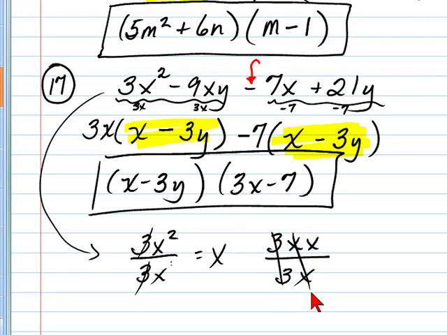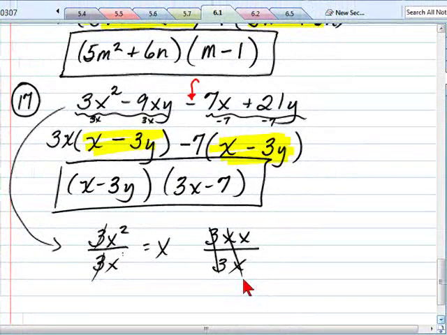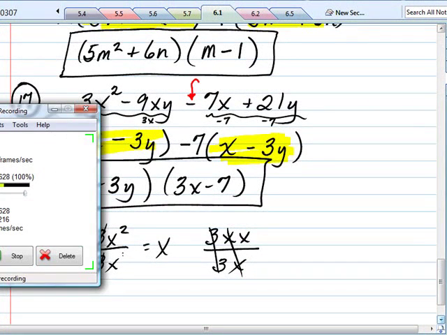Okay? So we have now done greatest common factor, and then grouping, which used greatest common factor, and we did them both in section 6.1. So we're ready to move to 6.2.